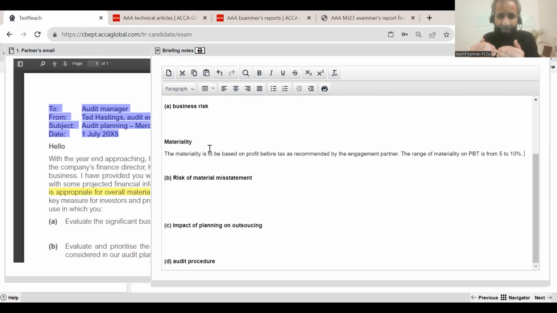Then you show the examiner what the materiality is at 5% and what it is at 10%. You calculate that, and then you exercise your judgment on which percentage you will choose and why. So the examiner will reward you for that. How many marks will you get? Just wait for it. First you do the calculation at 5 and 10%.